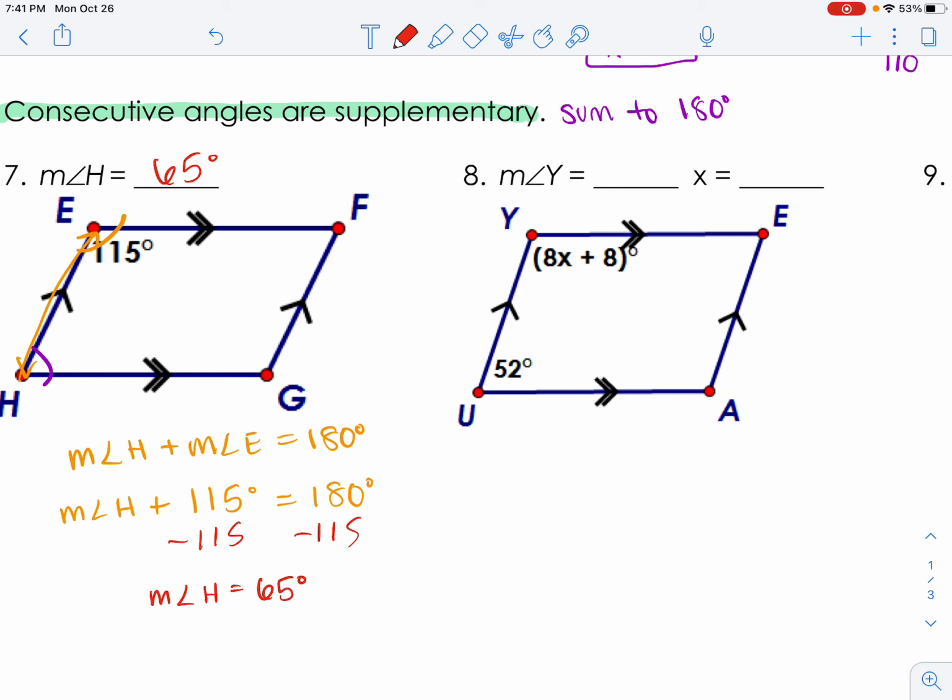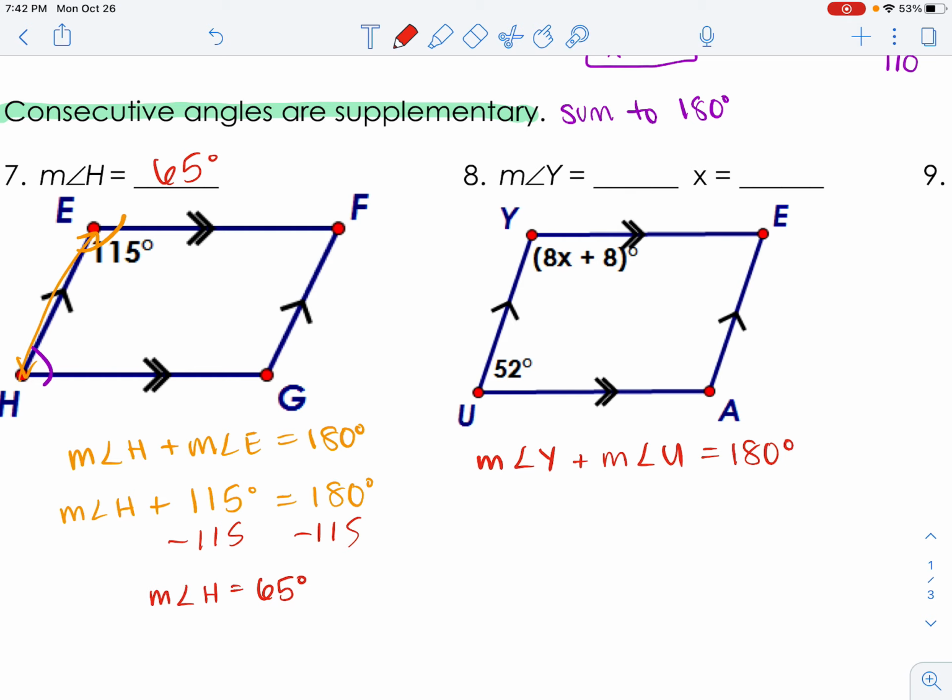Now, in order to find the measure of angle y, I need to solve for x first. So let's do that. We know that consecutive angles are supplementary. So the measure of angle y plus the measure of angle u equals 180 degrees. Let's plug in what we know.